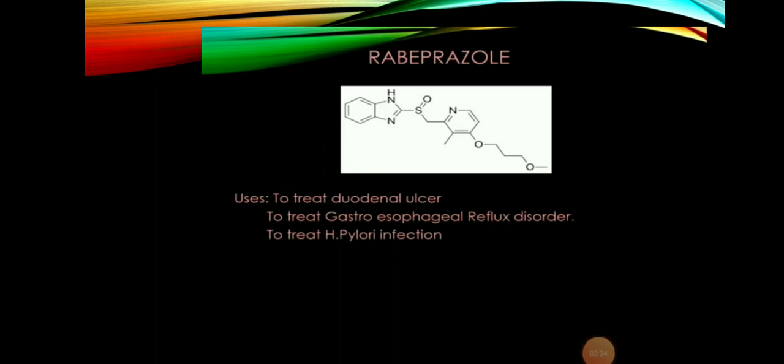Rabeprazole. Rabeprazole also contains benzimidazole as the basic nucleus, and pyridine. The pyridine has a methyl group and OCH2CH2CH2OCH3 is present, so a methoxypropoxy group is attached to the pyridine. In between benzimidazole and pyridine, a CH2SO group is attached. This is the structure of rabeprazole.